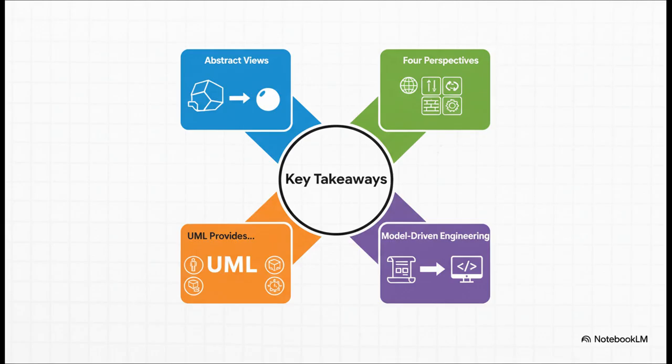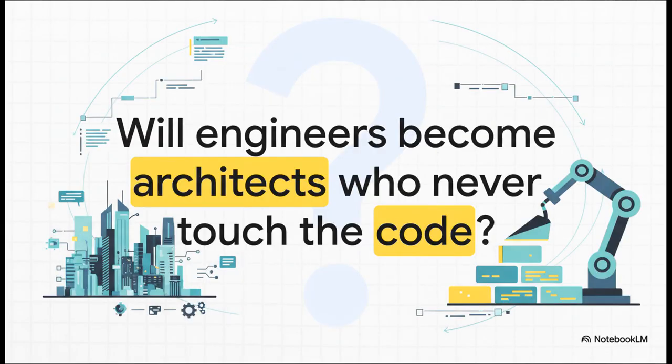And that leaves us with a pretty provocative question to chew on, connecting all the way back to our architect analogy at the beginning. As these modeling tools get smarter and better at generating code automatically, what does that mean for the job of a software engineer? Are we all going to become architects, designing these beautiful, high-level blueprints, and just let the machines handle the tedious work of actually writing the code? It's a really interesting thing to think about for the future of our field.